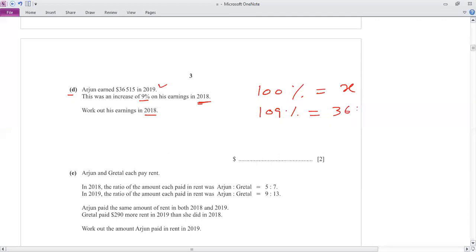109% is 36,515. So we'll cross multiply, so it will become X into 109. No need to write percentage because at the end it will cancel.